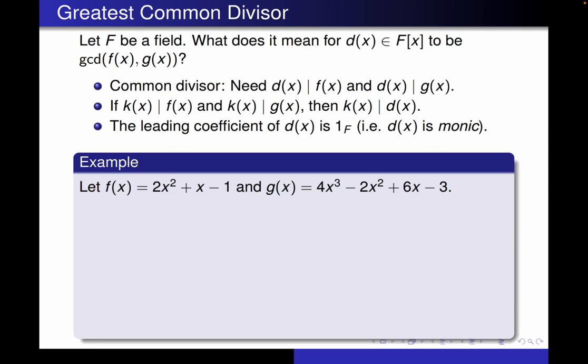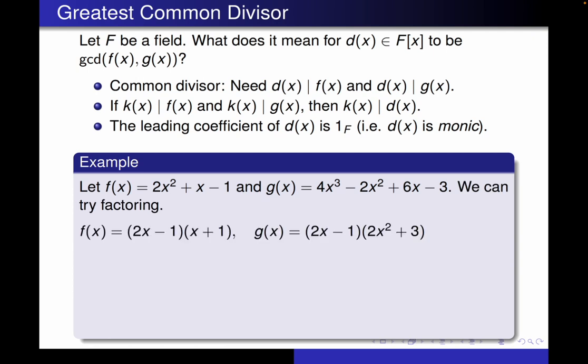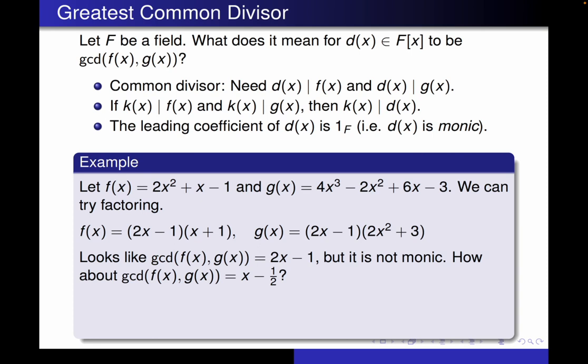So let's look at an example. Here's f of x and g of x, two polynomials. We can try factoring to find their GCD. Here's what the factoring looks like. f of x equals (2x minus 1) times (x plus 1). g of x equals (2x minus 1) times (2x squared plus 3). Looks like the GCD is going to be 2x minus 1. However, that has a leading coefficient of 2, not 1, so it's not monic. But we can divide by 2 to give us a GCD equal to x minus 1/2, just to make sure that that actually divides evenly into both of them. We can see that f of x equals (x minus 1/2) times the quantity (2x plus 2), and g of x equals (x minus 1/2) times the quantity (4x squared plus 6).